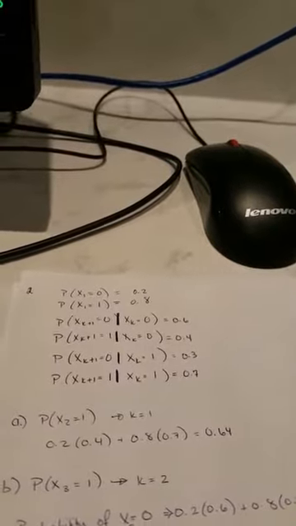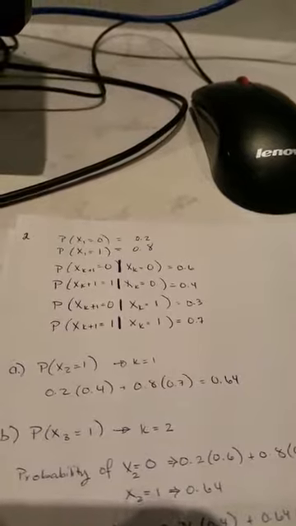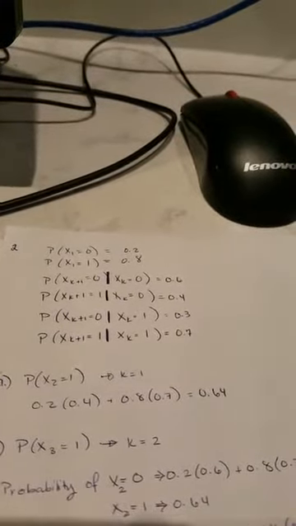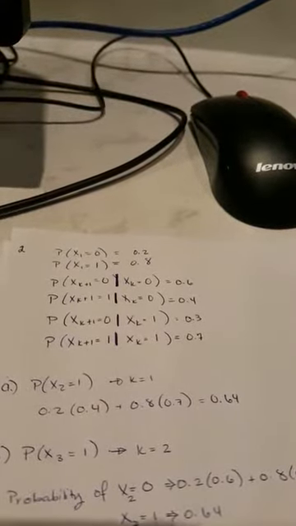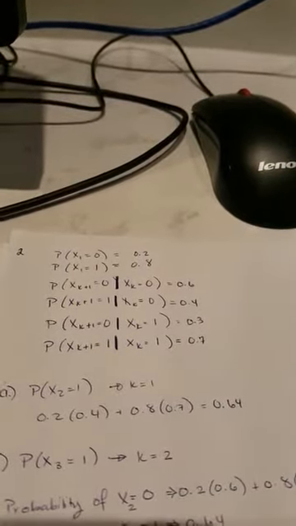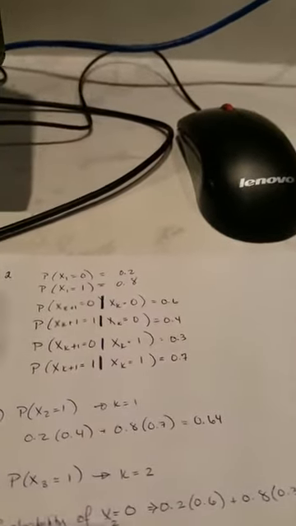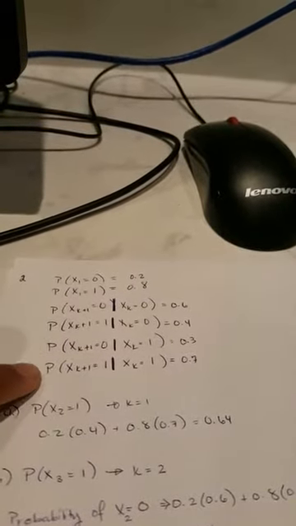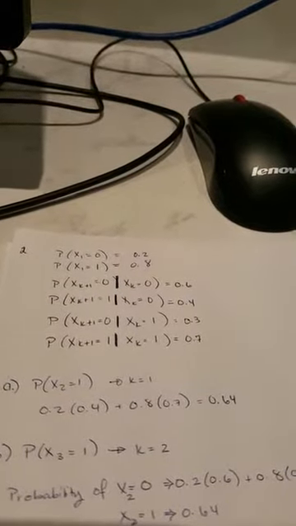We're finding x2 equals 1. So we take 0.2 from x1 equals 0 and 0.8 from x1 equals 1, because we can have either or, and we can still get 1 or 0 from both of those with the stated probabilities of 0.4, which is here, and 0.7, which is here. So with the appropriate math, we get 0.64.